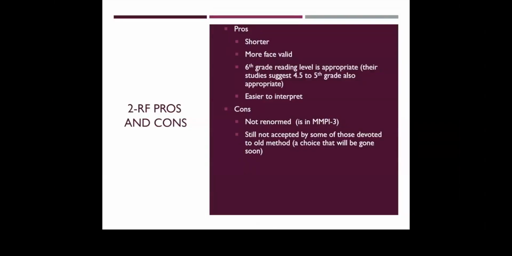But I think what's important is that now that the 3 has come out, the 2 is not going to be available much longer because it is in fact considered an obsolete instrument. The norms are so old. So it's going to be something that disappears, and that choice won't be there if you're going to use an MMPI. You'll have to move on. And again, there was no chance in the RF to address any outdated or potentially inappropriate items because they kept the same items. It was just a restructured format.